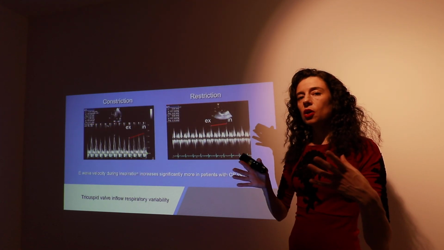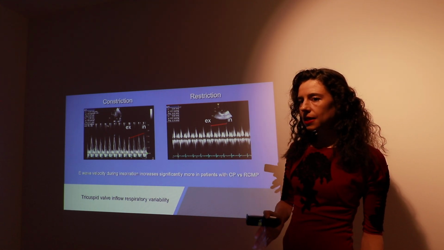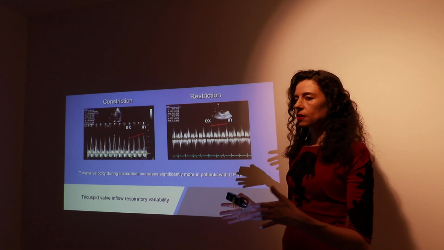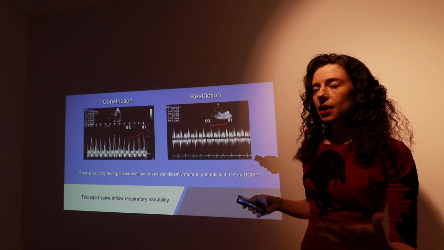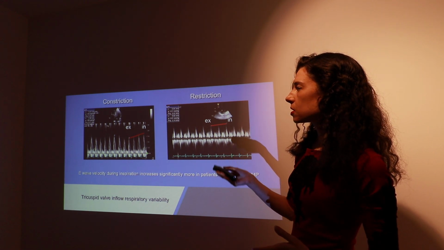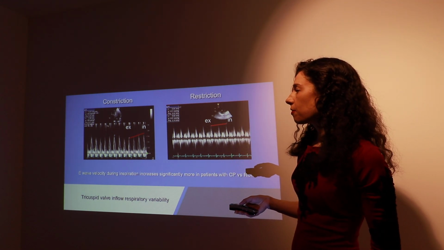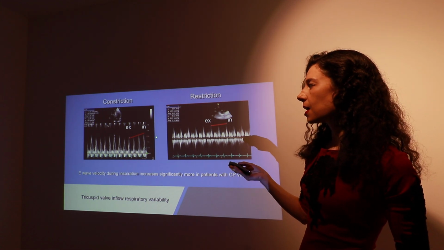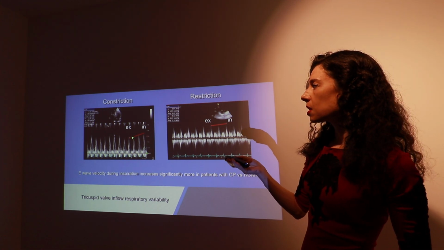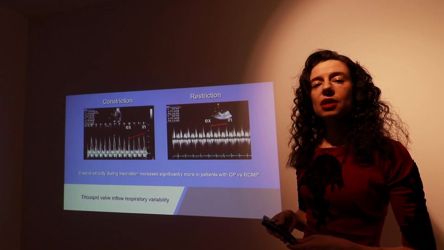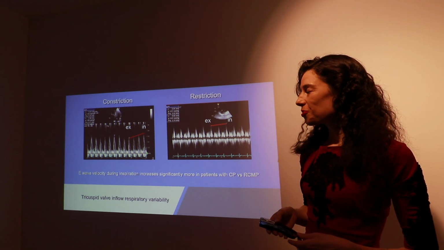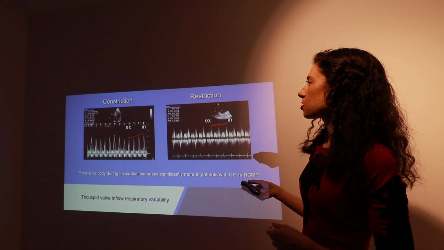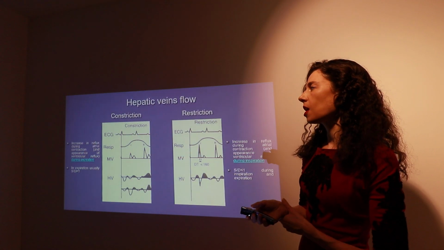And now let's go to the right side, and here the flow through the tricuspid valve. It is opposite to that of the mitral valve, and here again in constriction we could see the pathological respiratory variation with a more than 25% increase in the velocity of the E wave during inspiration and decrease during expiration, which could be seen in constriction and is not present in restriction.